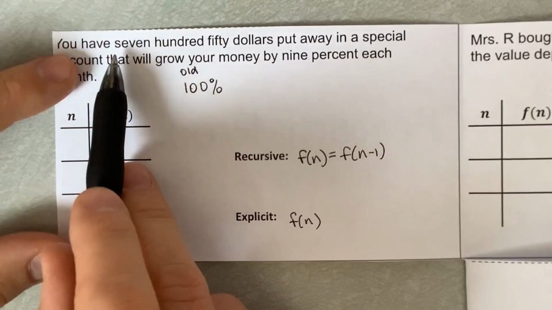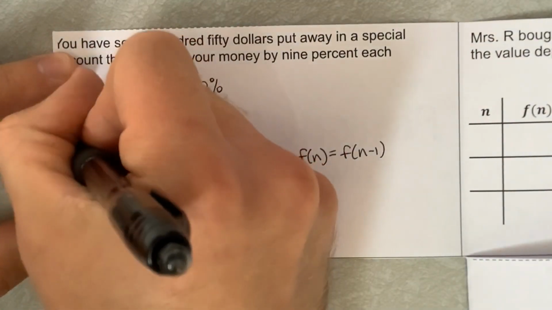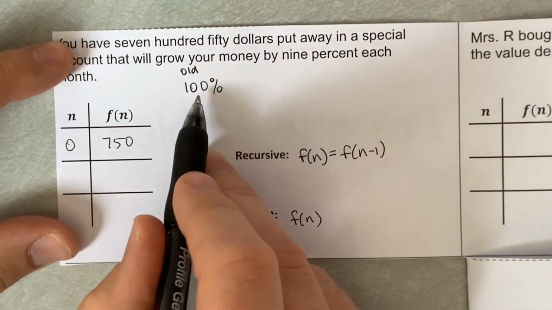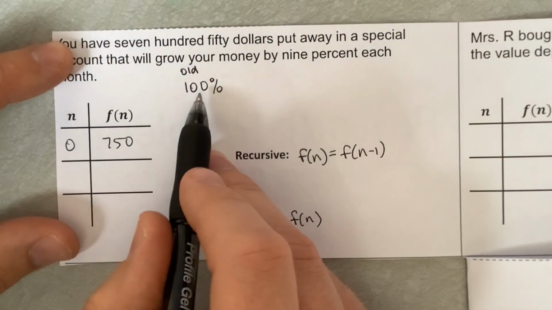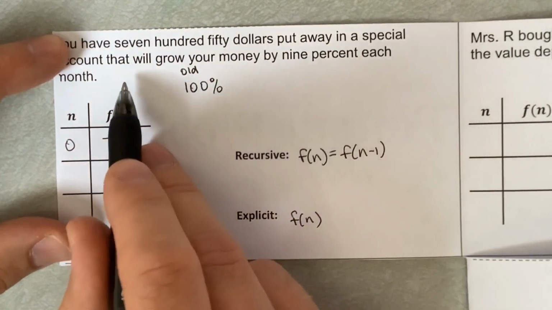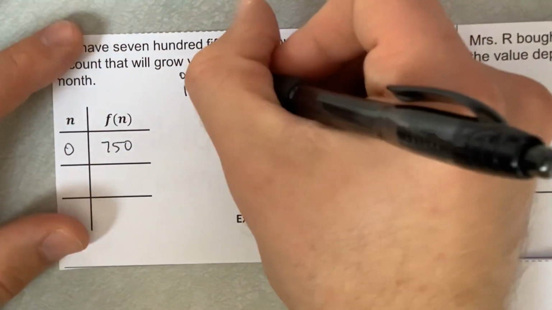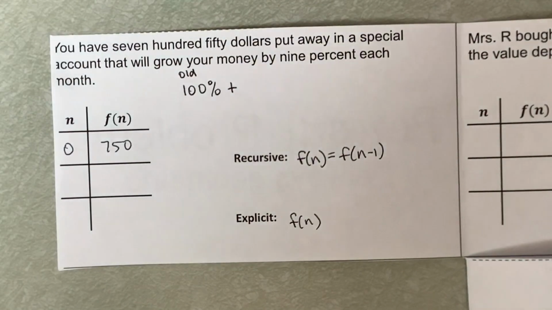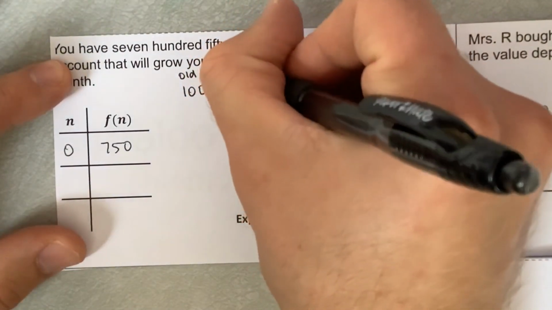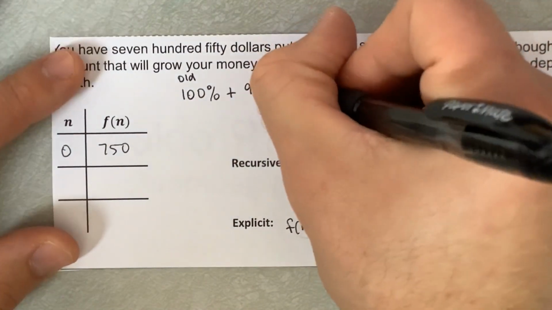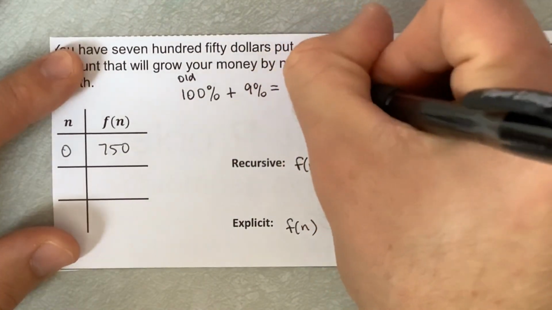So for instance, you're starting off at $750. 100% of that $750, that's our 100% of our old money, is $750. Now, it's going to grow. Grow means increase, increase means add. I'm going to add 9% each month. Okay, so we're gonna add 9% to this 100. So 100 plus 9 is 109%.